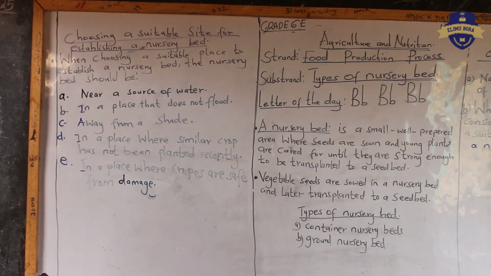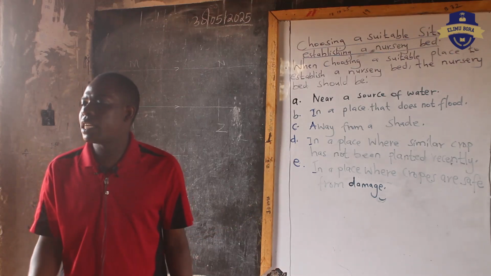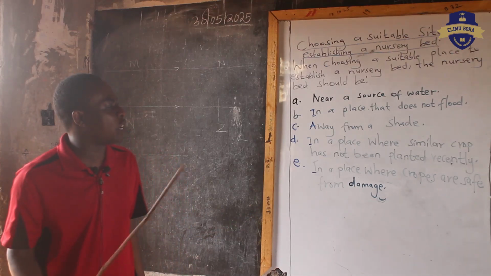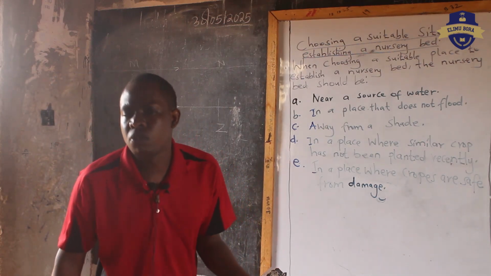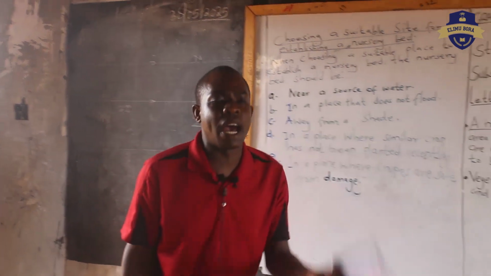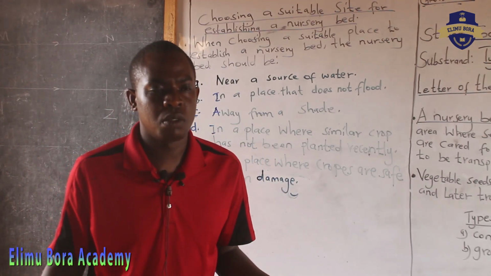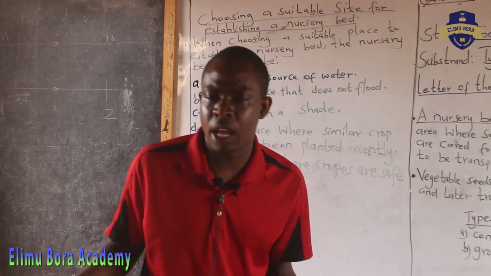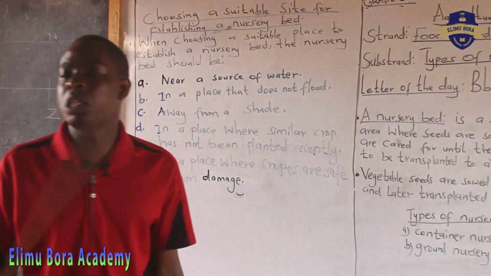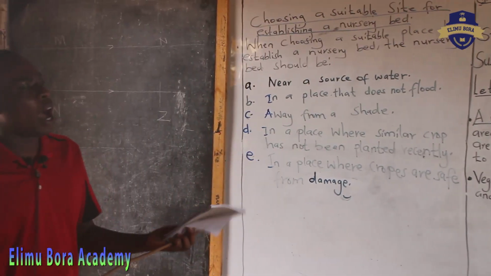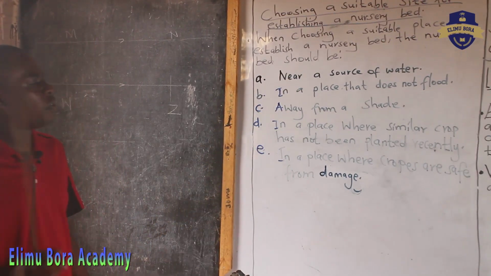Now, before choosing any place, make sure the area you are selecting for sowing your vegetables is near a source of water. Why? Because every plant or every animal needs water. We cannot stay without water, and no other activity would be done without water. So, our point number 1, we are supposed to see a source of water.